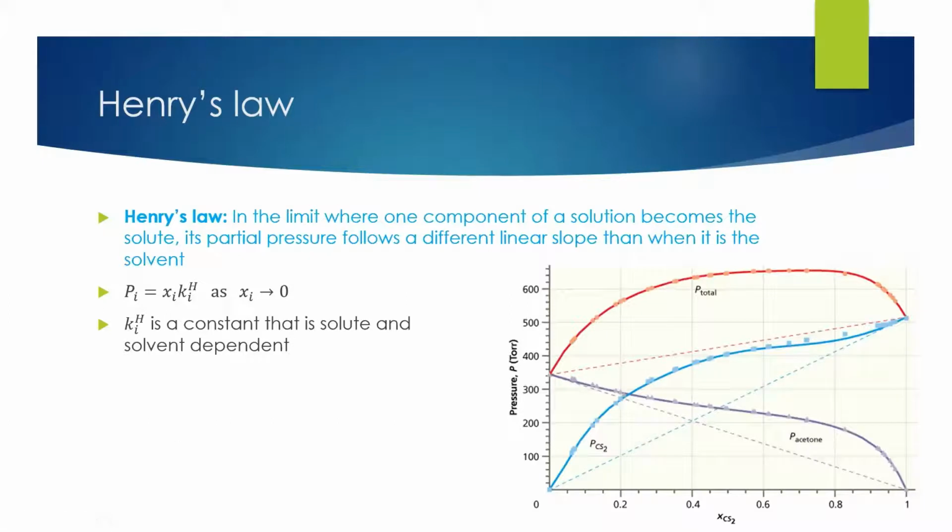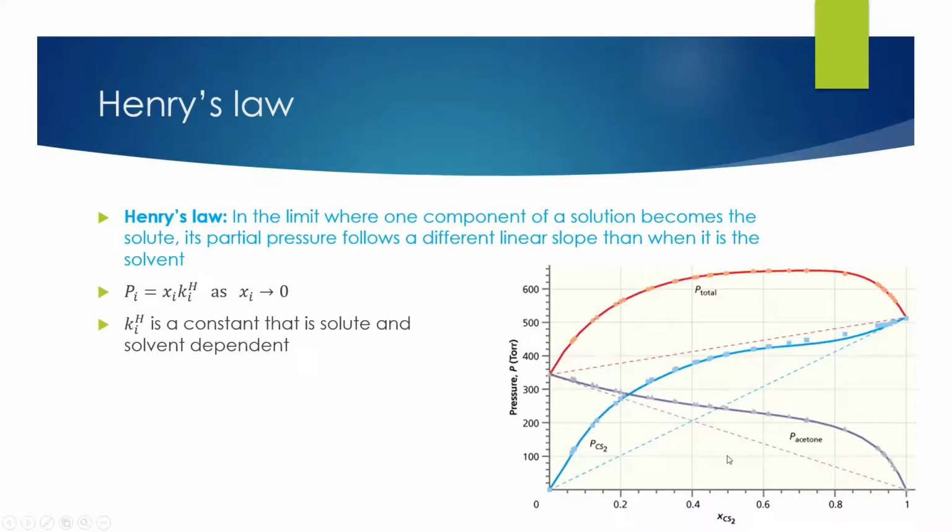So something like acetone and carbon disulfide will have a different Henry's law constant than acetone and water, or carbon disulfide and water, or ethanol and acetone. They're all dependent on the solvent themselves and the solute that's interacting with the solvent. And here we can see that we have a pretty linear relationship under both regions. So when carbon disulfide is deviating strongly, we have a linear relationship for small mole fractions. And for acetone, we have a linear relationship for high mole fractions.